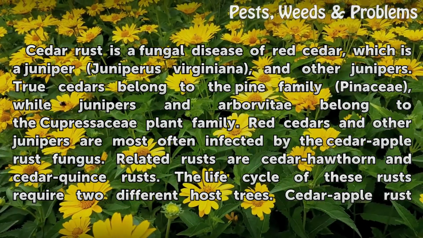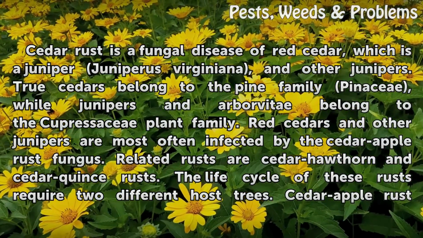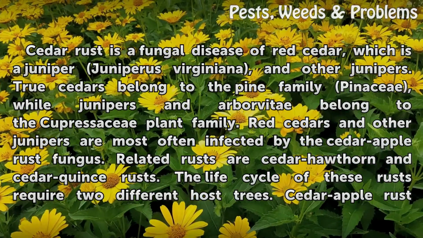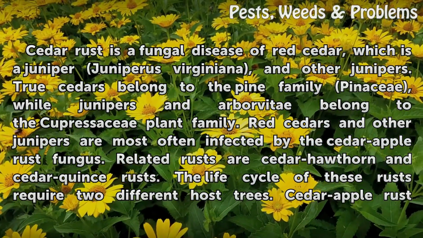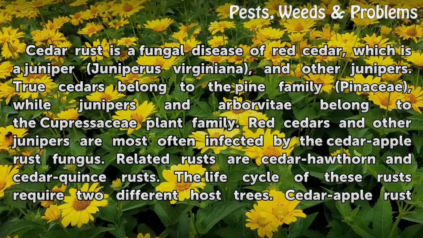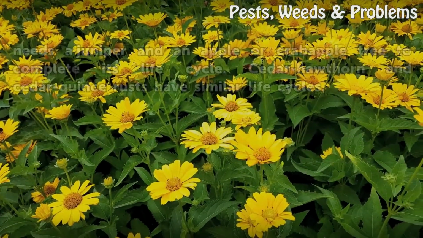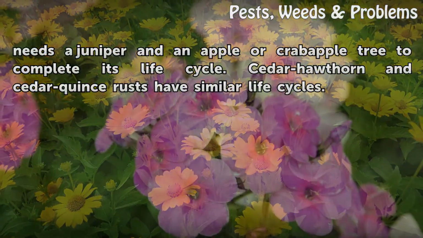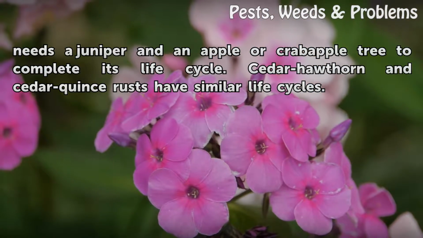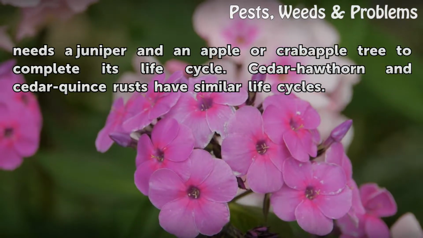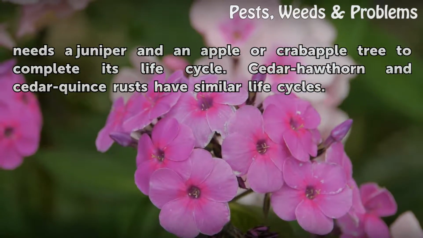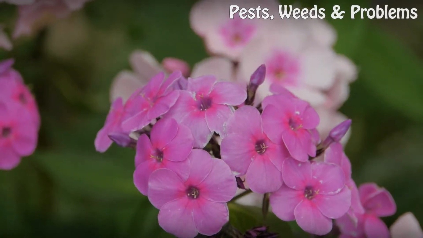Red cedars and other junipers are most often infected by the cedar-apple rust fungus. Related rusts are cedar hawthorn and cedar quince rusts. The life cycle of these rusts requires two different host trees. Cedar-apple rust needs a juniper and an apple or crab-apple tree to complete its life cycle. Cedar hawthorn and cedar quince rusts have similar life cycles.